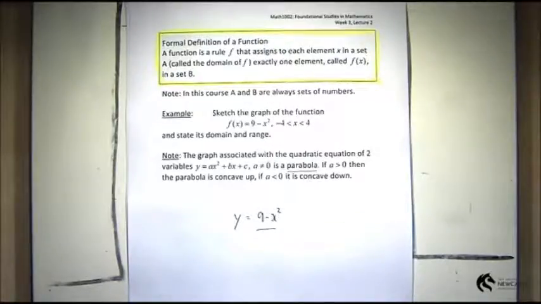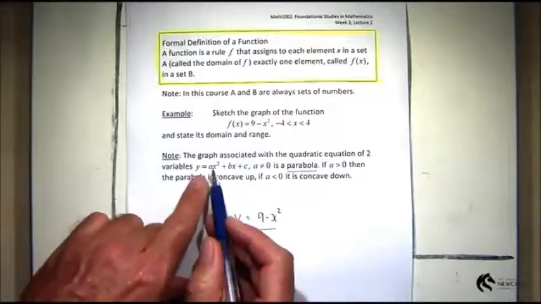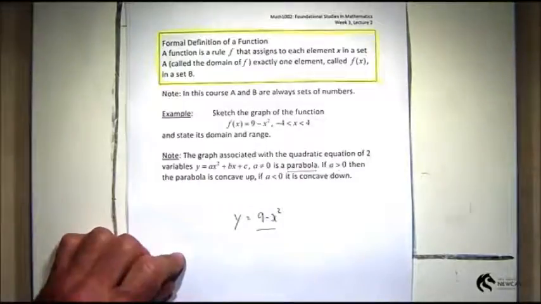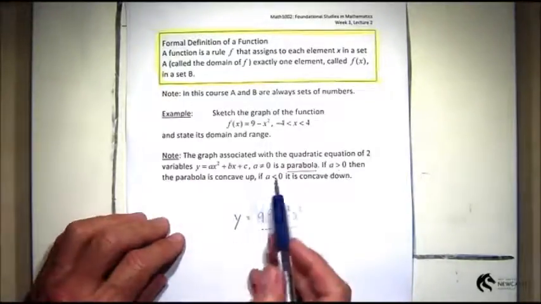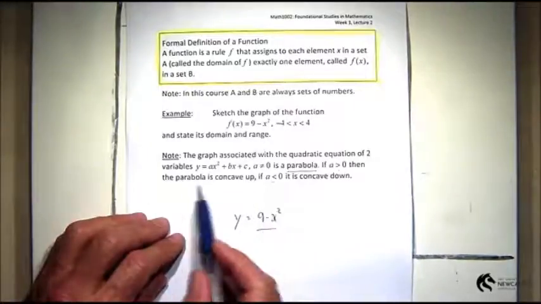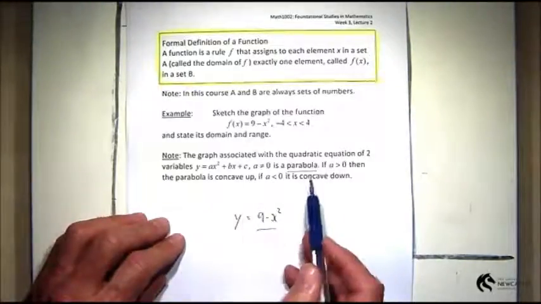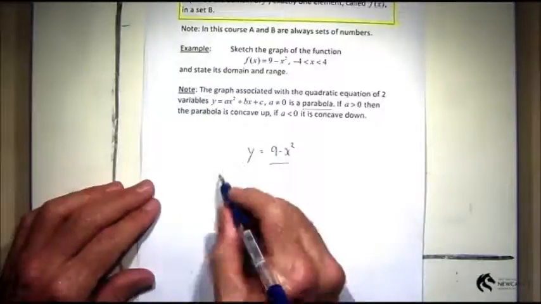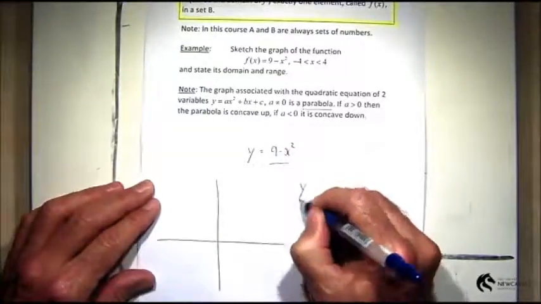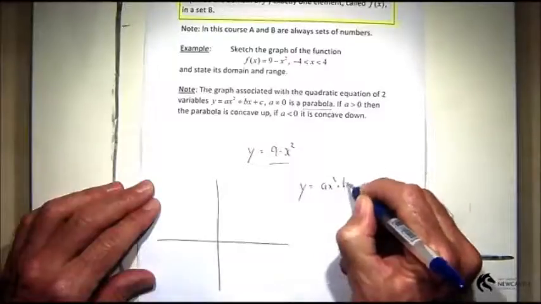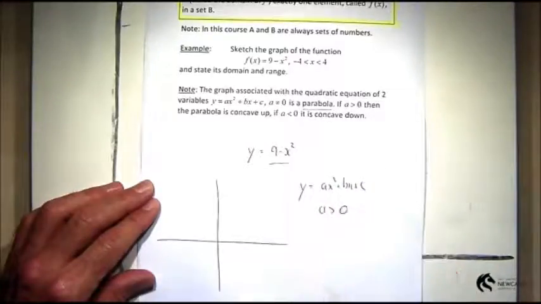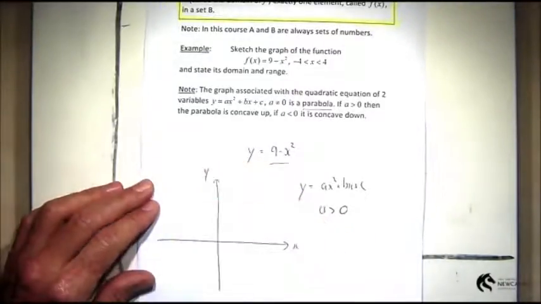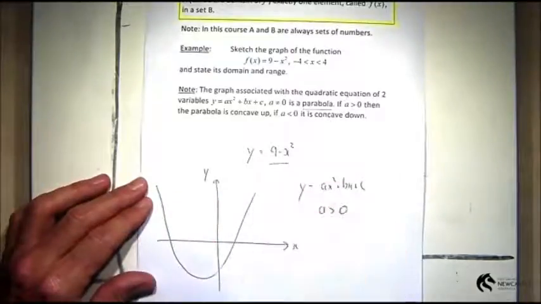So I've said if the coefficient of x squared is positive, then your parabola is like that one there. It's called concave up. Whereas if the coefficient of the x squared is negative, your parabola is concave down. So let's do some examples of that. So in here, if I have y is equal to ax squared plus bx plus c, and a is positive, let's call that x, let's call that y, then the graph will look something like this, perhaps.